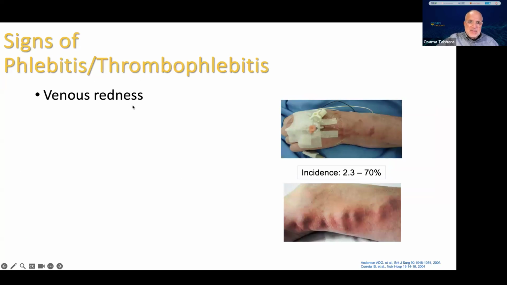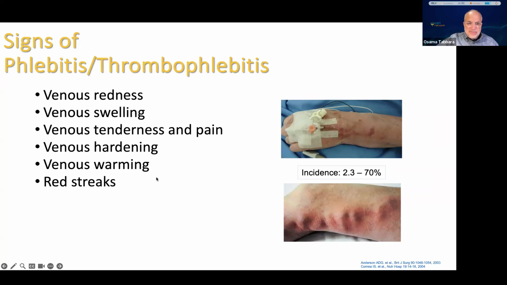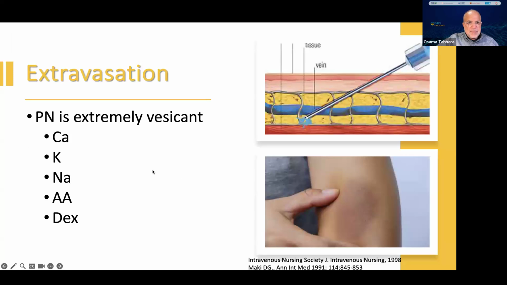So signs of phlebitis are venous redness, venous swelling, tenderness and pain, venous hardening, venous warming. You have to touch the vein, and we often feel it very warm. Red streaks, edema, sluggish infusion rate, extravasation, and tissue injury.